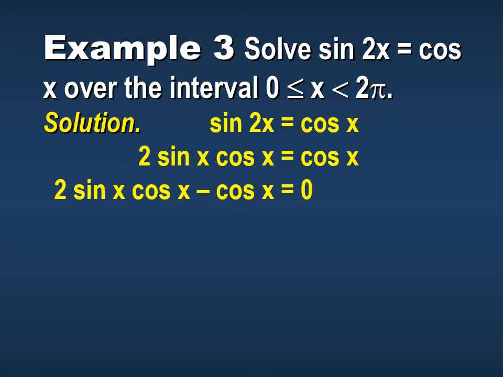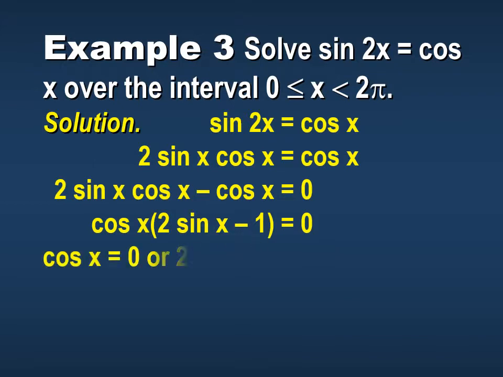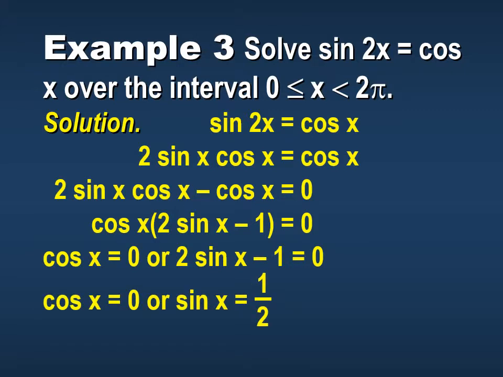I'm going to subtract cosine x from both sides. I'm going to go ahead and factor out a cosine x, because then I get 2 factors equal to 0, which tells me that cosine x is equal to 0, or 2 sine x minus 1 is equal to 0. So if I set those both equal to 0, and then I solve, either cosine x is equal to 0 or sine x is equal to 1/2.